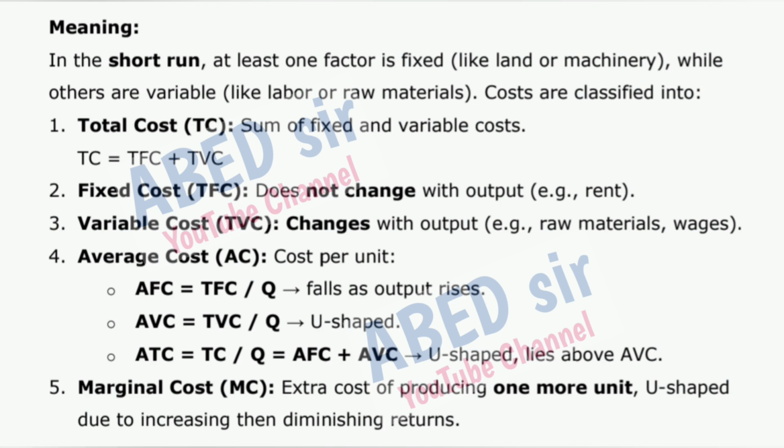AFC is equal to TFC/Q, falls as output rises. AVC is equal to TVC/Q, U-shaped. ATC is equal to TC/Q is equal to AFC plus AVC, U-shaped, lies above AVC. 5. Marginal cost, MC: extra cost of producing one more unit, U-shaped due to increasing then diminishing returns.